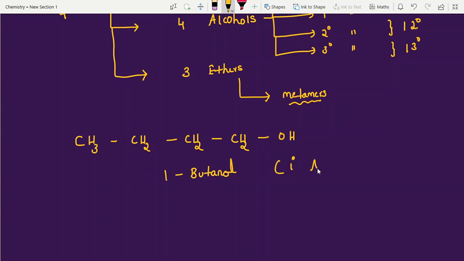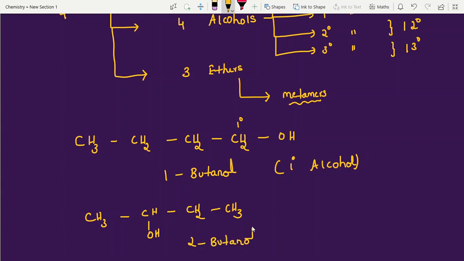Primary alcohol. How can you say it is a primary alcohol? The OH group is attached to a primary carbon. How can you say it is a primary carbon? It is attached to only one carbon. Hope clear. Now, the introduction part about primary, secondary, tertiary I had explained. Please go through that.